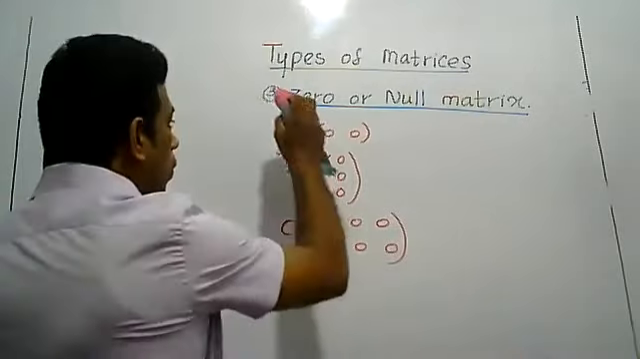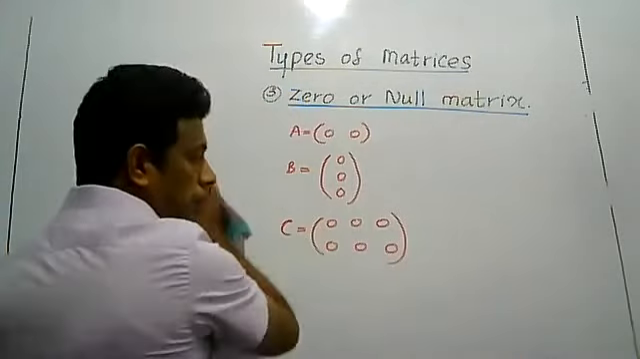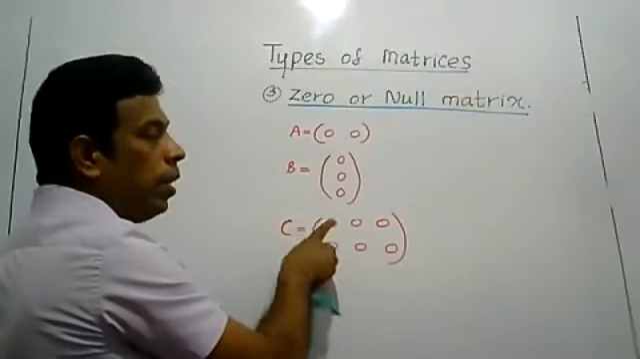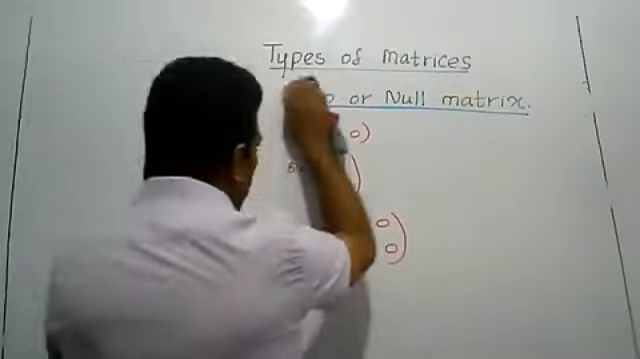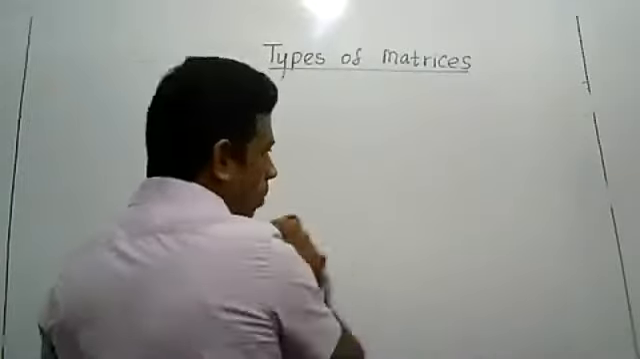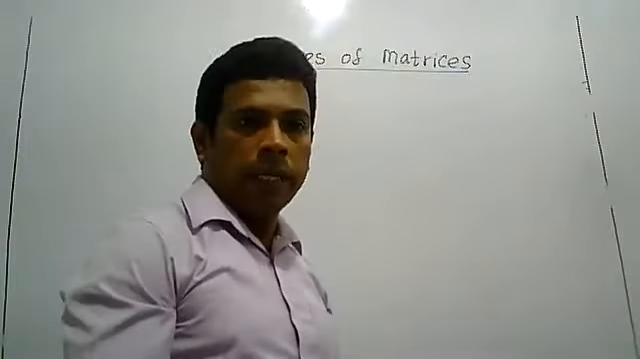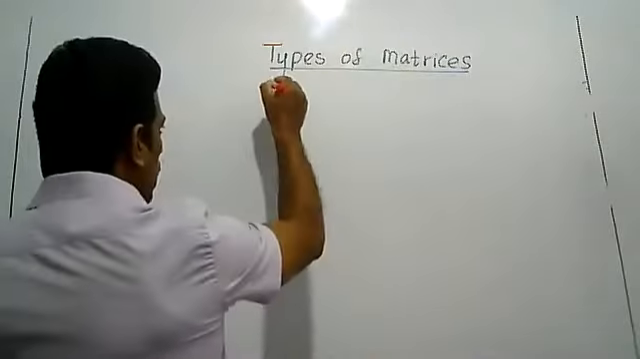Next type. You can write any matrix, but zero elements mean all the elements. When all the elements of the matrix are zero, that is a null matrix, a zero matrix.